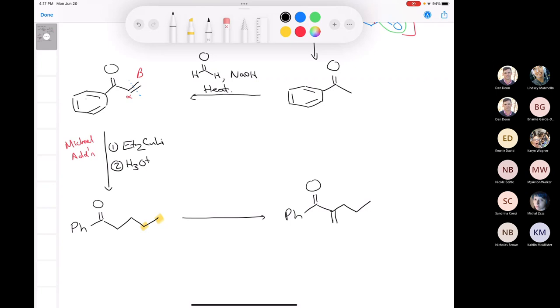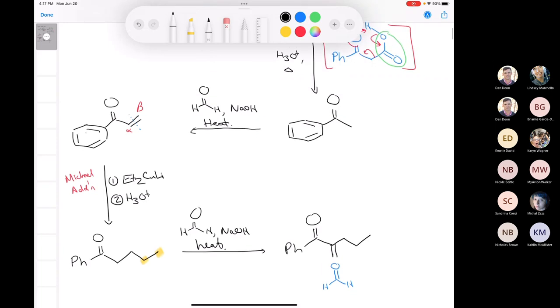Again, the same rationale that we did up here. In fact, it's the exact same conditions, right? We want to add those 2 carbons. So what would we need? We'd need to have a carbonyl with just 1 carbon. So that would be formaldehyde. And thus we need to have formaldehyde and we need sodium hydroxide and we need to heat that up. Warm it up, and that's going to give you the alpha beta unsaturated ketone. Another alpha beta unsaturated ketone.